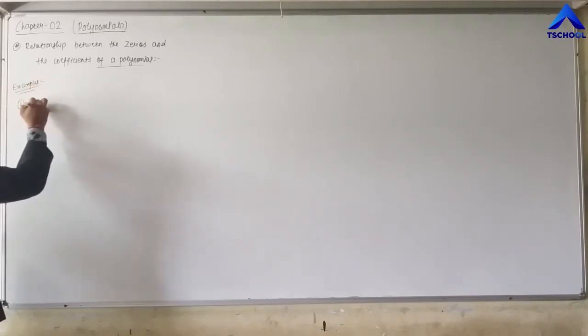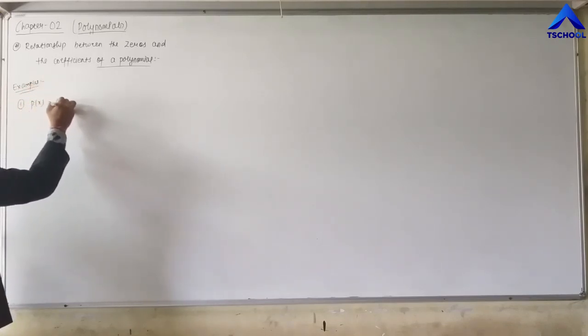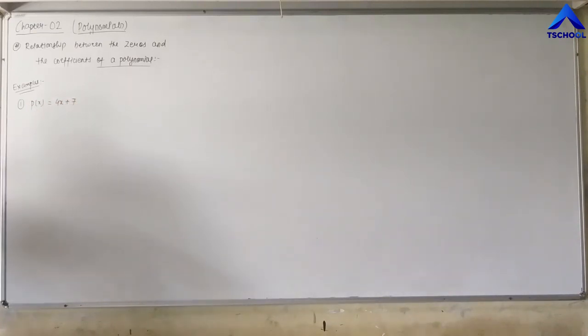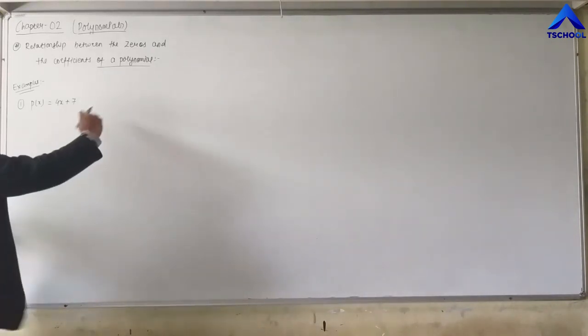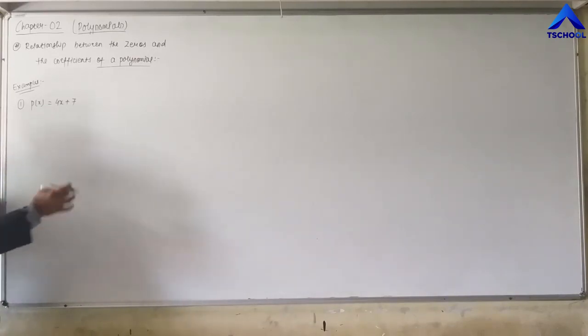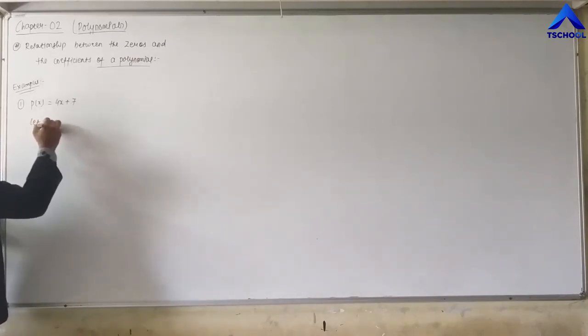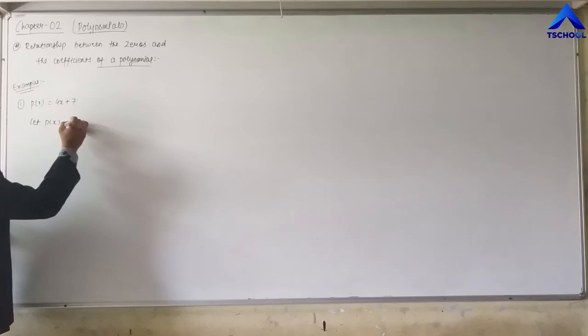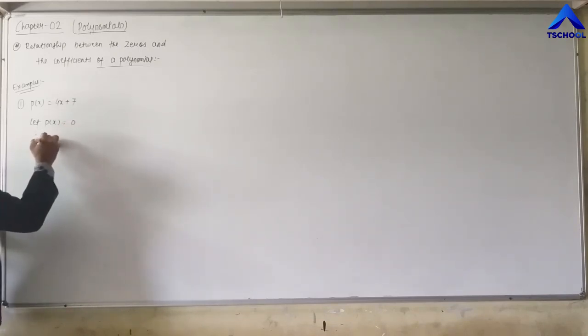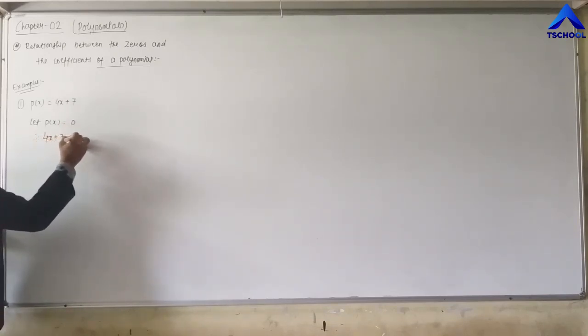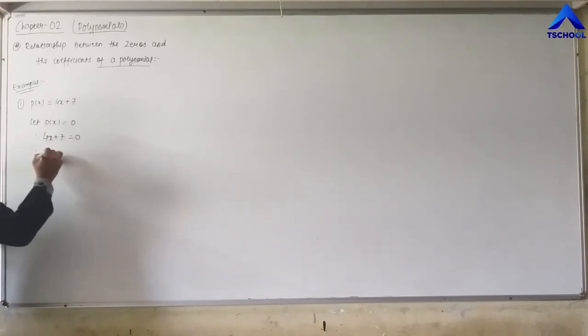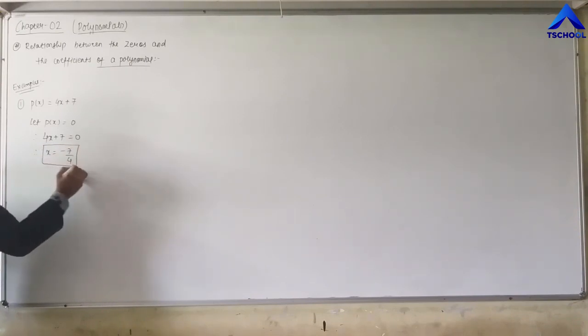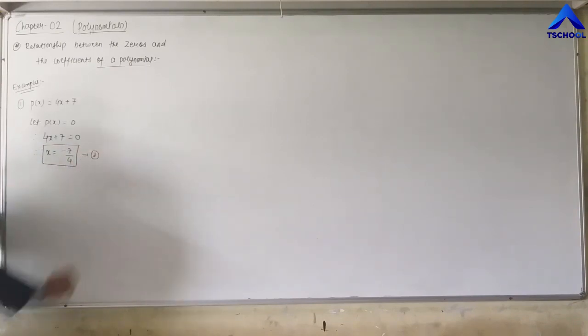The first polynomial given to you is 4x plus 7. What kind of a polynomial is this? Good, this is a linear polynomial, right? So first of all, let us find out the zeros. To find out the zeros, let p of x equal 0. Therefore, we shall say that 4x plus 7 is equal to 0, so that we can say that x equals minus 7 by 2. This is the zero here, mark it as number 1.